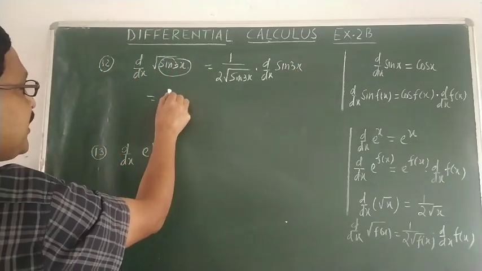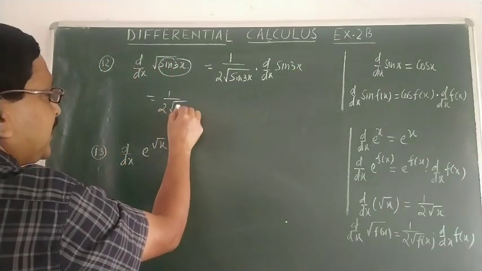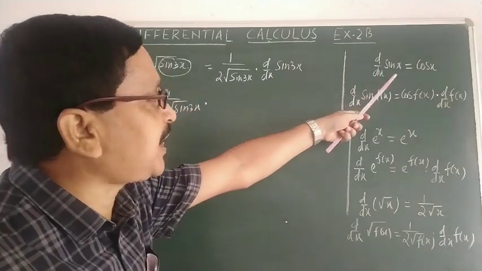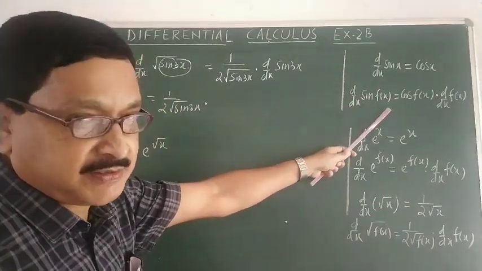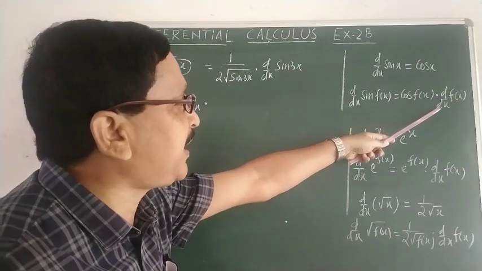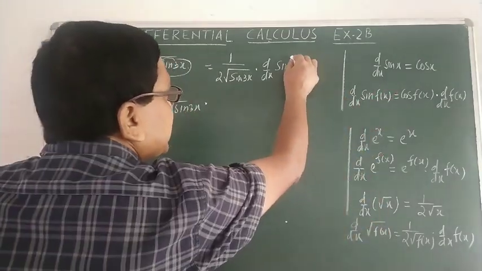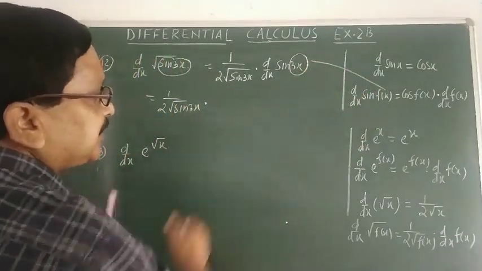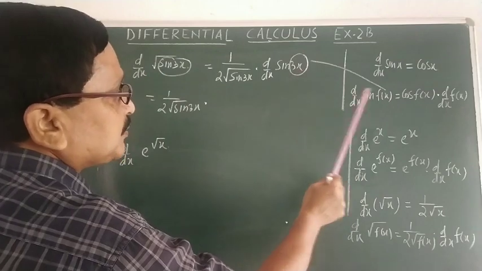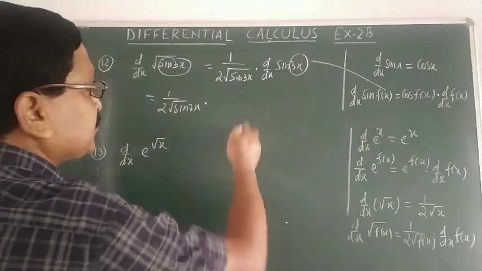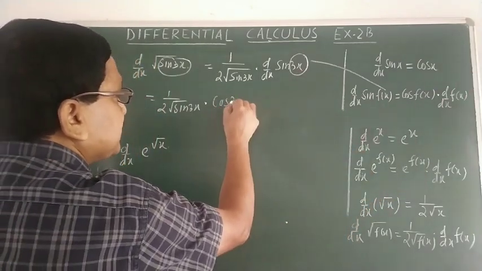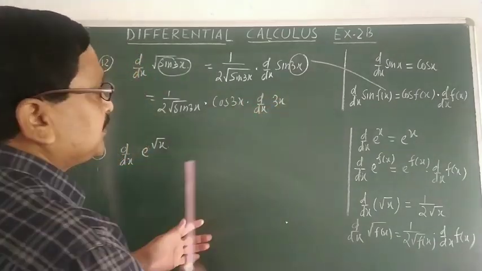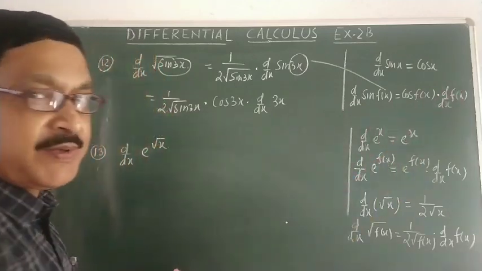Now this is equal to 1 by 2 root sin 3x into, now just see, d by dx of sin x is cos x, but d by dx of sin f(x) is cos f(x) into d by dx of f(x). So here f(x) is 3x. So sin f(x) becomes cos f(x). So this is cos 3x into once more d by dx of 3x. This 3x once more differentiated.